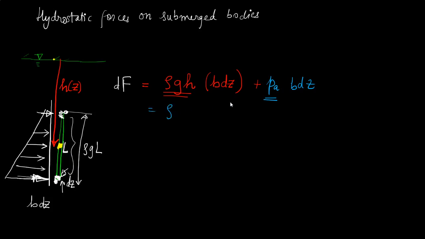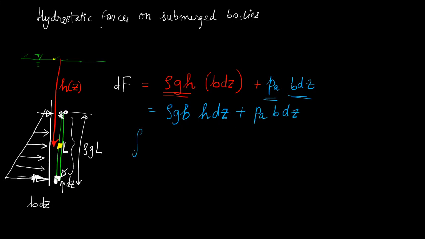So if we disregard the atmospheric pressure, because it's a simple integration, it's simply PA times the area. So let's forget about it. So it's rho g h b dz. In fact, let us keep atmospheric pressure. Why not?